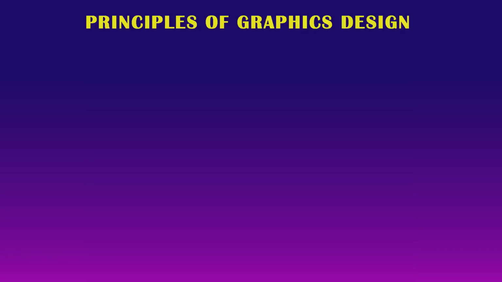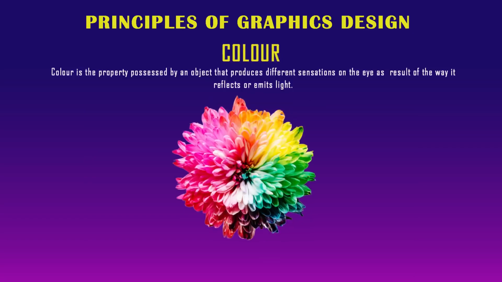So first and foremost, what is color? Color is the property possessed by an object that produces different sensations on the eye as a result of the way it reflects or emits light.